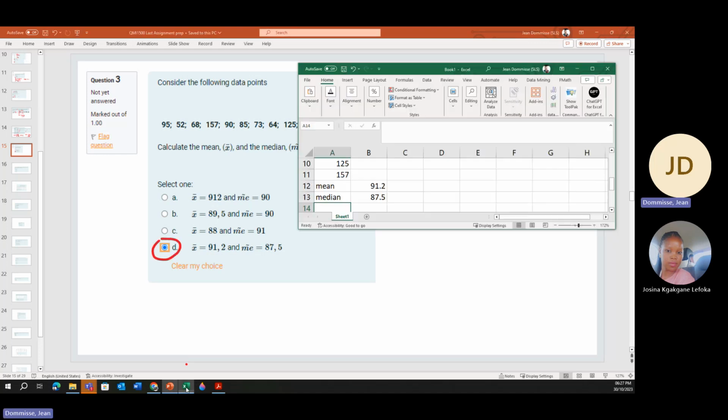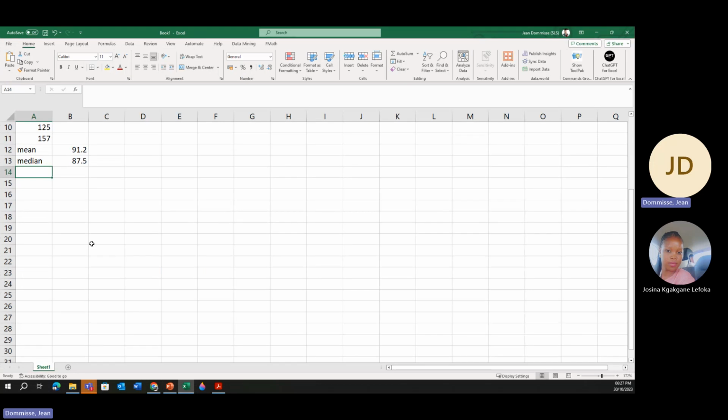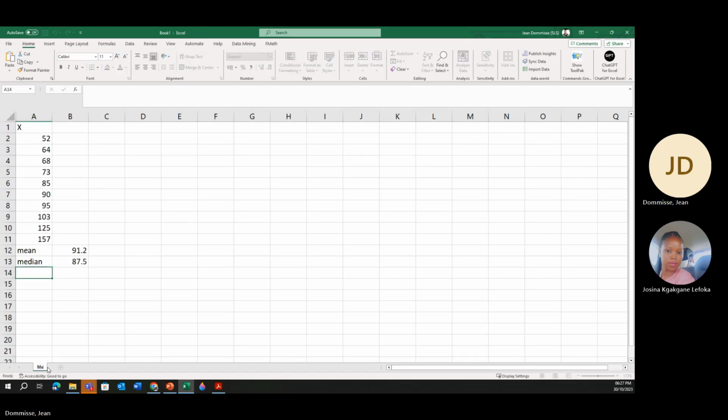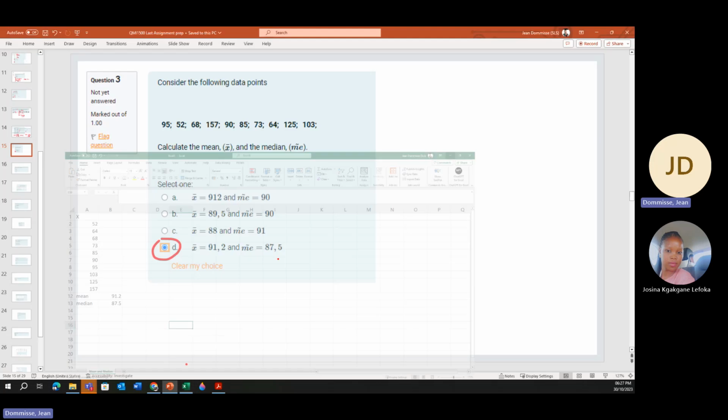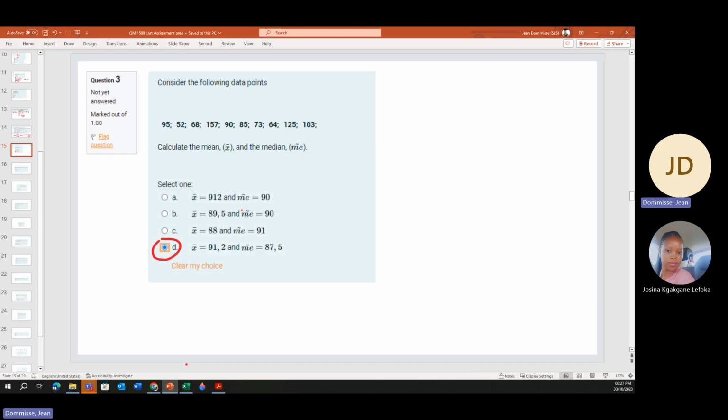Okay, I will also share this on the group as well. So here is the mean and median calculation. I will put it on our chat so that you guys can use it again.